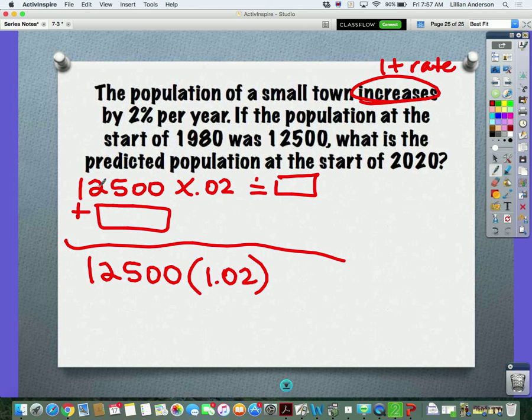Okay, and so since it says we're trying to predict the population at the start of 2020, well, 2020 is 40 years later. So we're actually going to raise this to the 40th power. We're not going to raise it to the 40 minus 1 power, because the start was 1980, so that represents, you want to look at it, kind of like year 0, the initial year. And so then it would technically be like 40 minus 0 instead. And so we type that in, we'll get an answer of 27,600.496, so on and so forth.